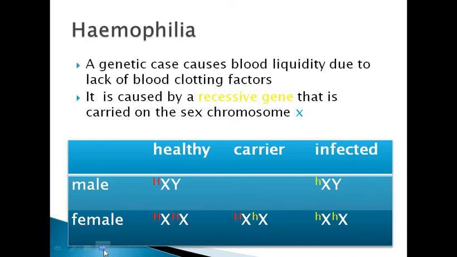The other case is hemophilia. Hemophilia is also a recessive gene carried on the X chromosome. But what is meant by hemophilia? It's a genetic disease where the blood liquidity is increased. We mean here that the blood will be similar to water in its liquidity, and it may lead to severe bleeding, and actually in severe cases it will lead to death.